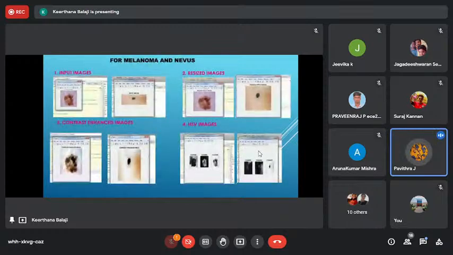Now let me explain the block diagram by each and every image. The input image is the one captured from the skin lesion. And the second one is resized images. The image has been given to MATLAB and then it is resized, which comes under a pre-processing technique.